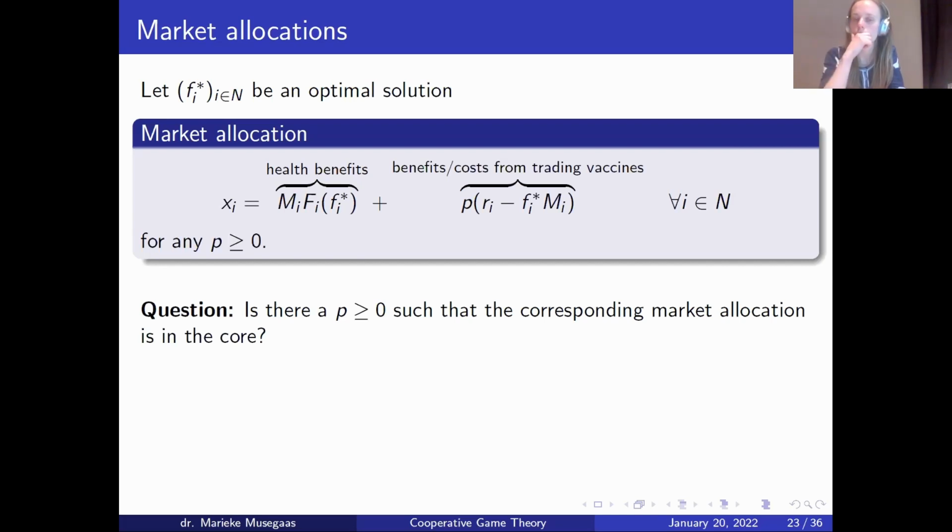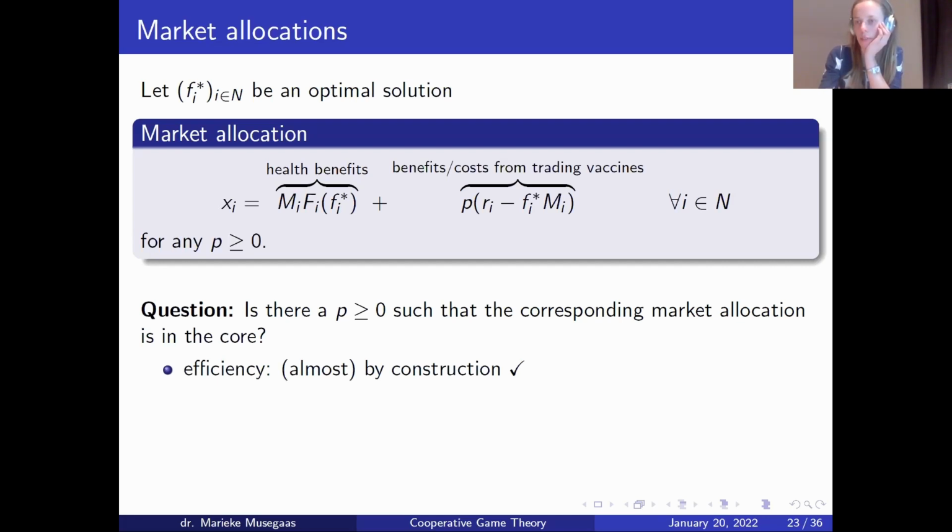And the question is: is there a P such that the market allocation is in the core? So can we find a price such that this allocation is a fair allocation, that everybody agrees with? Okay, interesting. So we will focus on those market allocations and finding the price.